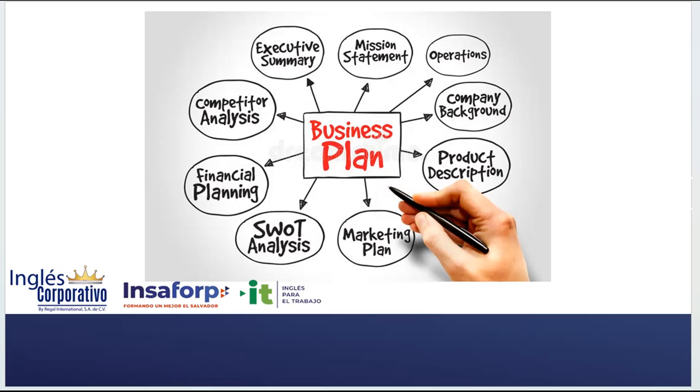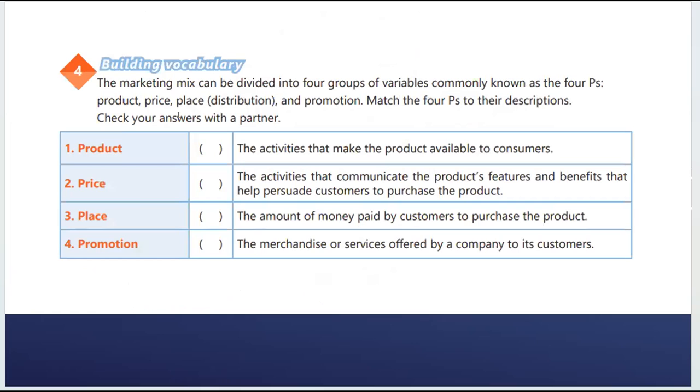Okay, now let's revise these definitions, okay? Because the marketing mix can be divided into four groups of variables commonly known as the four P's: product, price, place, and promotion. And place is also known like the distribution. That's why we say activities, not only the physical place, but activities of taking the product to the customer. This is like the approach to customers with my product. Now, match the four P's to their descriptions. And let's say number one, number two, number three, number four, the four P's.